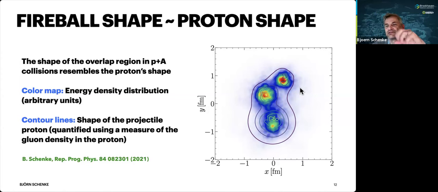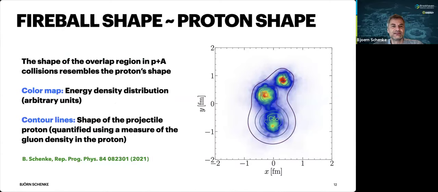There are additional fluctuations coming from the fact that the lead is not perfectly smooth, right? It also has fluctuations inside. But to first approximation, I'm looking at what the proton looks like as I take this snapshot when I do the collision.